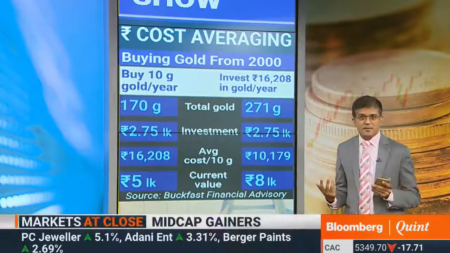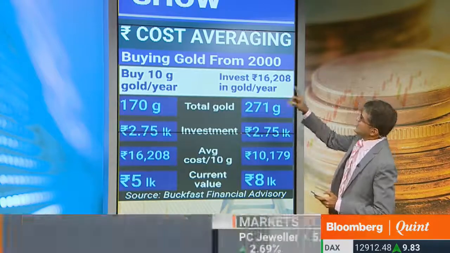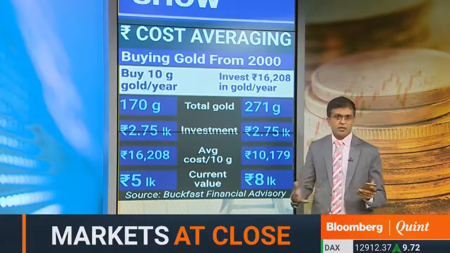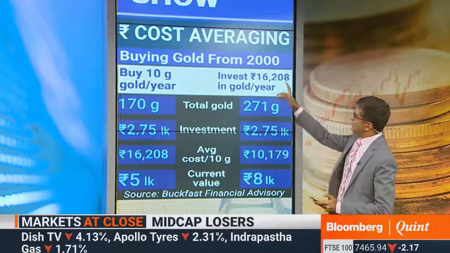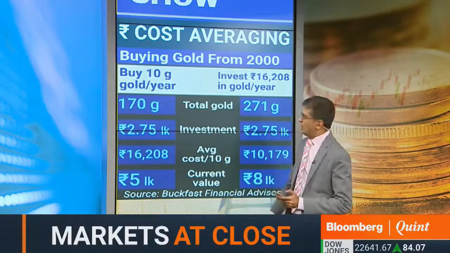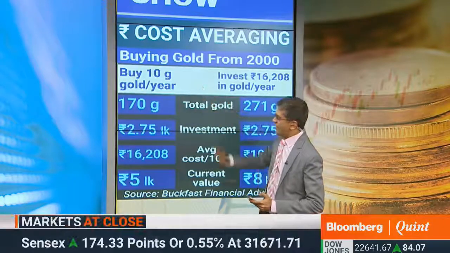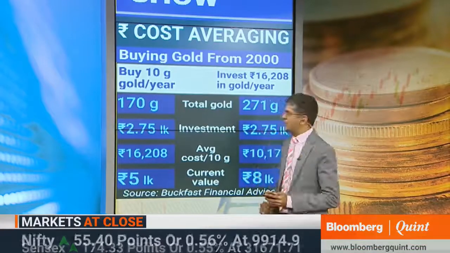Now, this took me by surprise, but there is data to back this. Bear with me on this one. Say you started buying gold. Around the Dhanteras time, it's auspicious to talk about gold buying. Let's say you started buying gold since 2000. Just consider this side of the table right now. You bought 10 grams of gold every year. Every year at a particular date, you decided you have to buy 10 grams of gold.